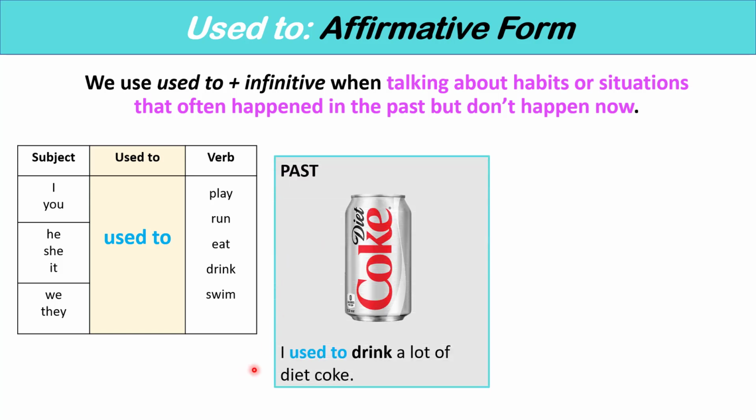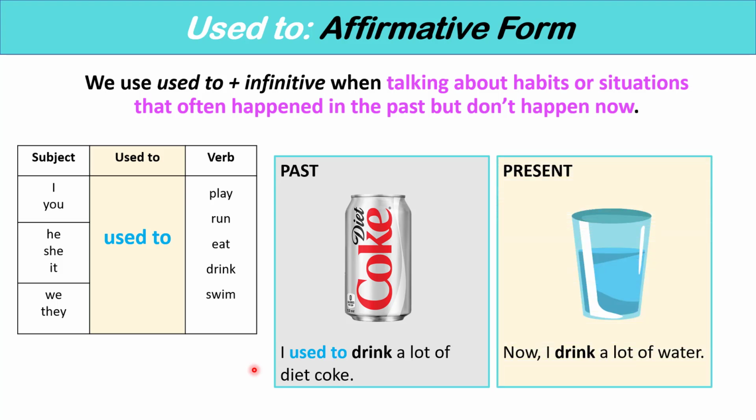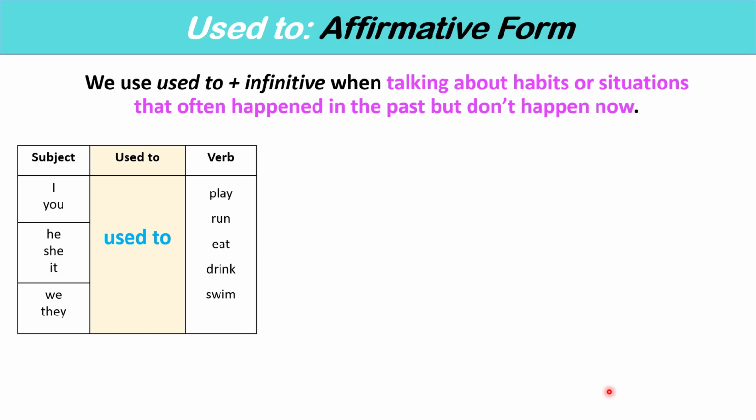I used to drink a lot of Diet Coke. Now I drink a lot of water. We say "used to" in the past to talk about something that no longer happens. So in the past, I used to drink a lot of Diet Coke. That means that now I don't drink a lot of Diet Coke.